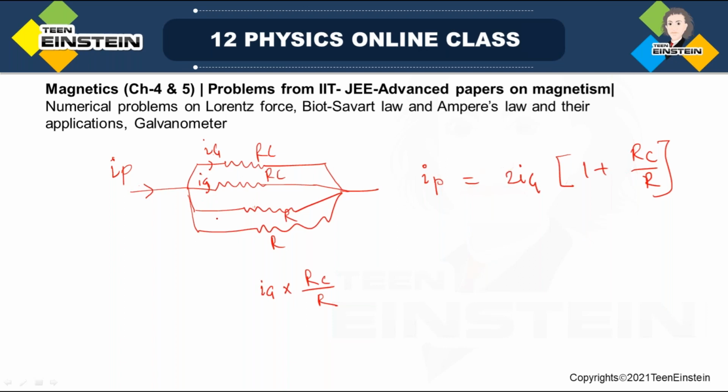See, so this is the current through both of them, RC by R. So that's why this is 2 into this and this is 2IG, okay?